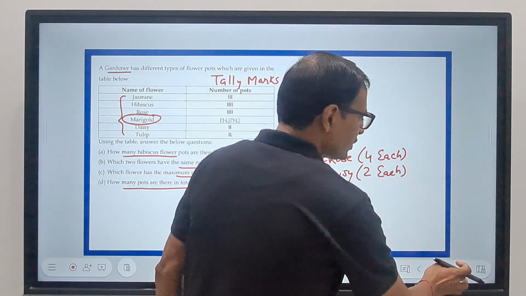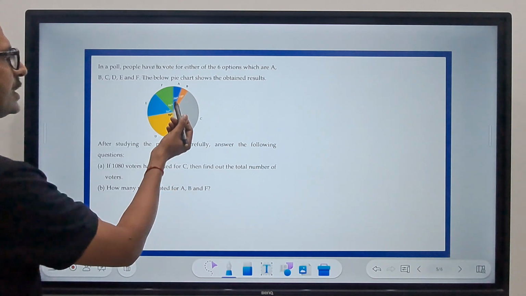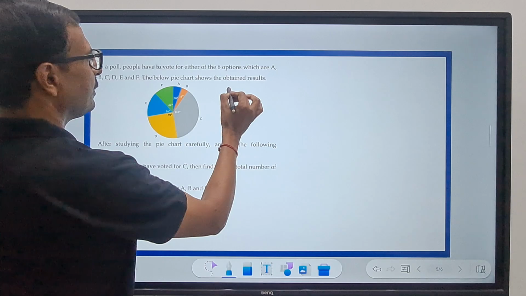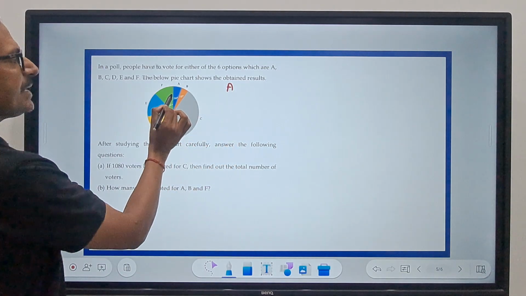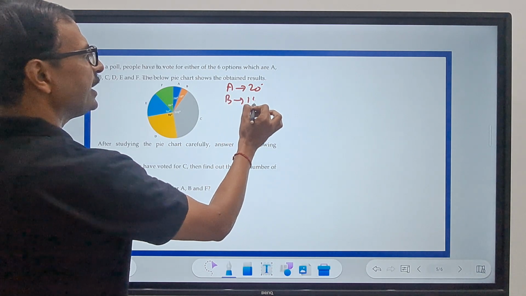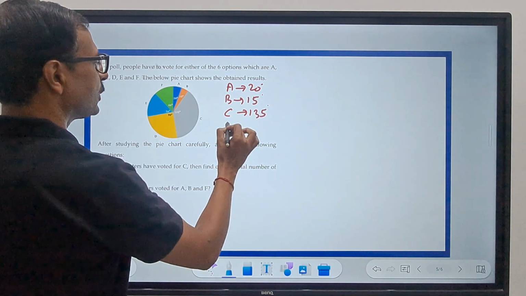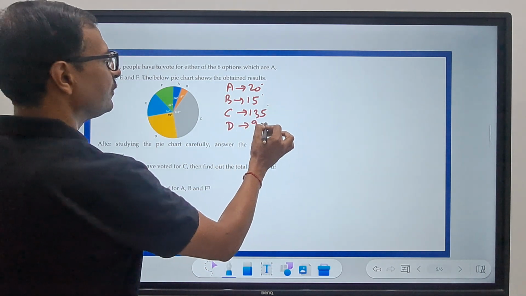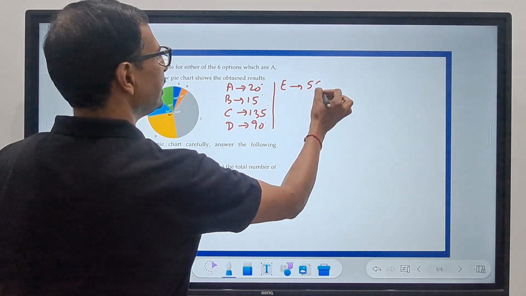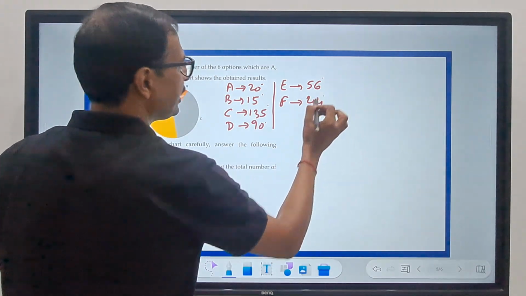Okay. Let's see another question where we have a pie chart. I think you will not be able to see the angles here, so if I write the angles here, it will be easier for you. Corresponding to A, it is 20 degrees. Corresponding to B, it is 15 degrees. Corresponding to C, it is 135 degrees. Corresponding to D, it is 90 degrees. Corresponding to E, it is 56 degrees. And corresponding to F, it is 44 degrees.